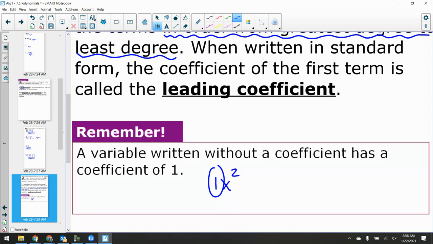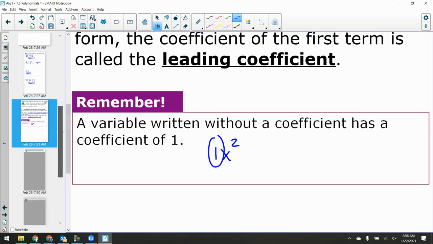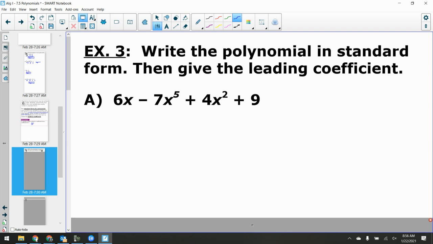All right. So let's try this. Go ahead. Take a look down there at the bottom of the second page. Write the polynomial in standard form, and then we're going to give the leading coefficient.